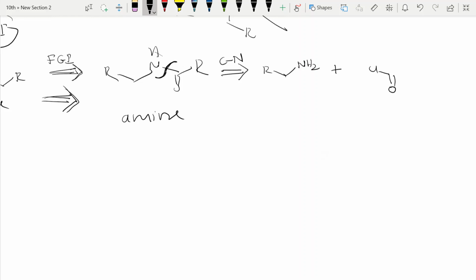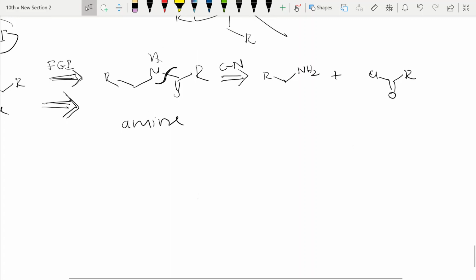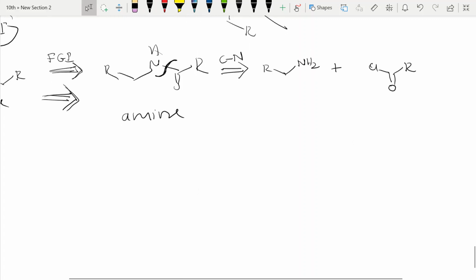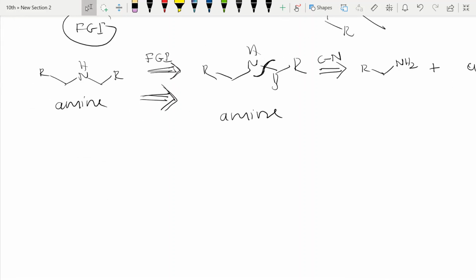synthons, right? Those are nothing but intermediates. We can write those things also, right? Synthons. This is chlorine, right? I hope you got it, right? If I write the reaction, then you will get to know how I did this functional group interconversion. So let us see this reaction.